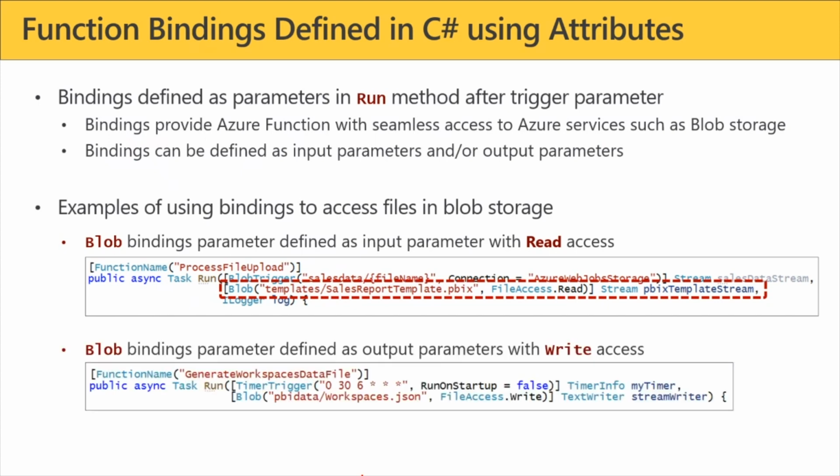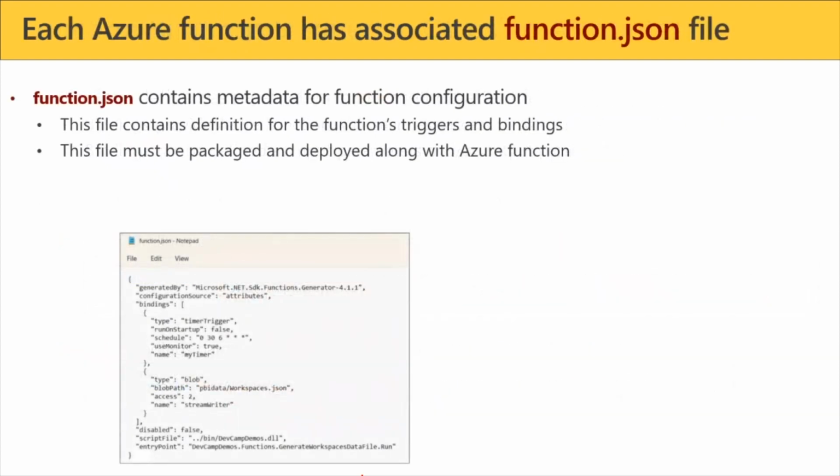Well, we can go the other way as well. So here is a binding that has file access write. This allows me, if I have a timer trigger that runs once a day, to have this function either create or override a file in a storage container called PBI data, and the file is named workspaces.json. So there are some really neat things as far as simplifying how you write your code.